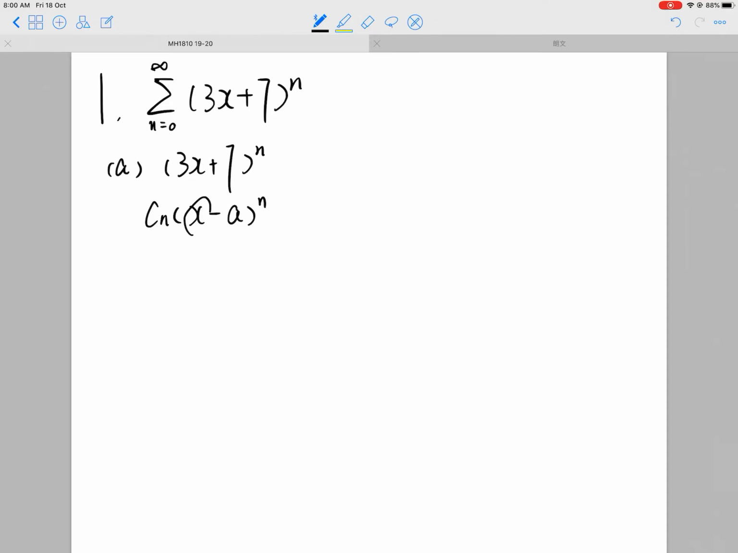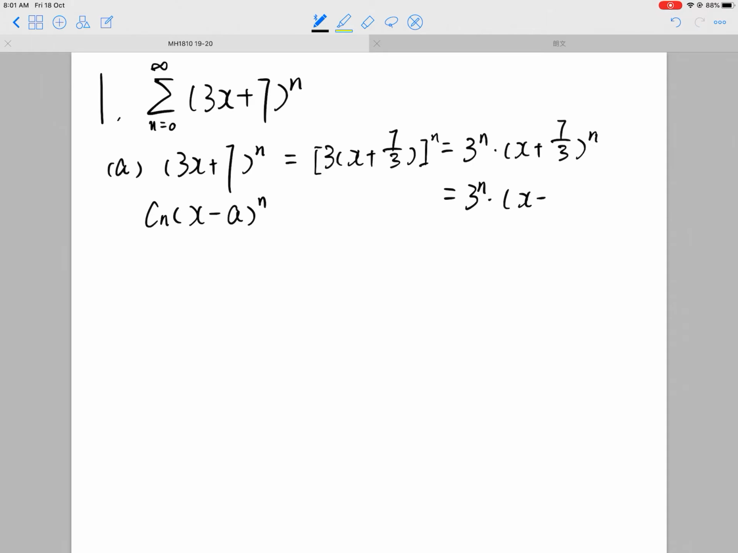Right, so notice that here the n's coefficient is 1, so we can split. It's (3x + 7)^n, which is 3^n times (x + 7/3)^n. But now we want minus a. Here we have plus 7 over 3, so it is (x - (-7/3))^n.